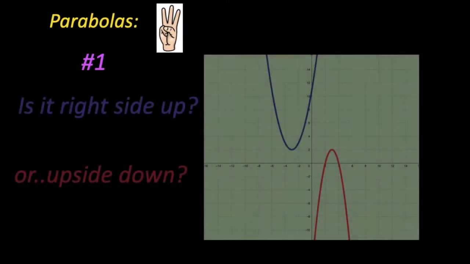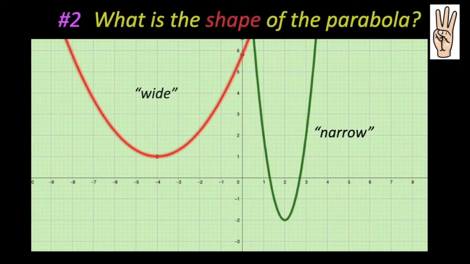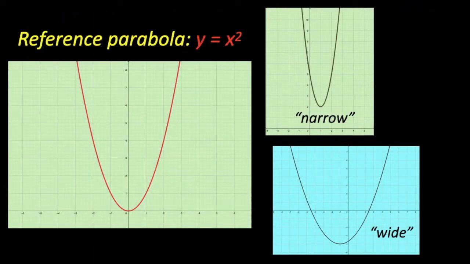So let's take these one at a time. First, is the parabola right side up, or is it upside down? Pretty straightforward. Second, is the parabola wide, or is it narrow? And when we use the terms wide and narrow, we use them in reference to this parabola on the left side of your screen, which has the equation y equals x squared. If the parabola that you're looking at is more narrow than the reference parabola, then we use the term narrow to describe it. Conversely, if it's wider than this reference parabola, it is known as a wide parabola.